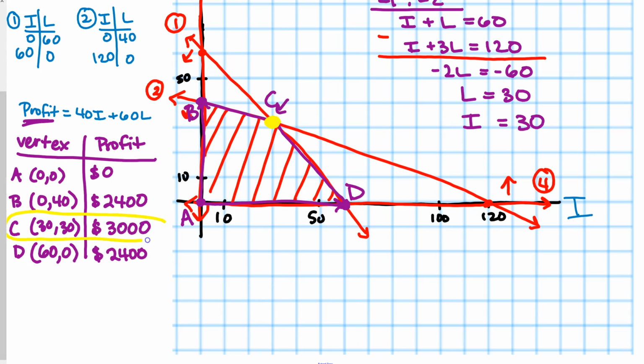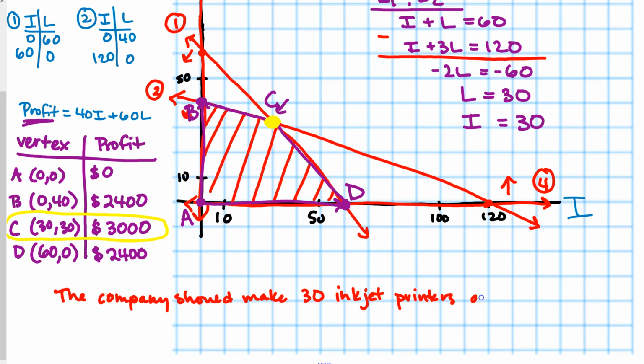30, 30. So we can say the company should make 30 inkjet printers and 30 laser printers for a profit of $3,000.